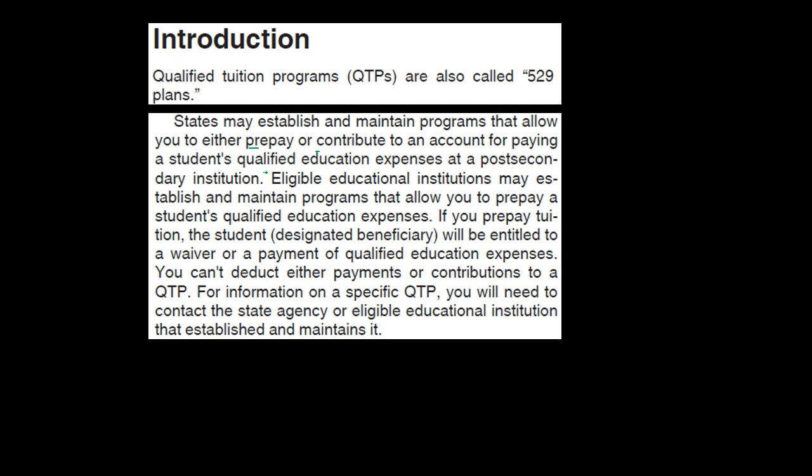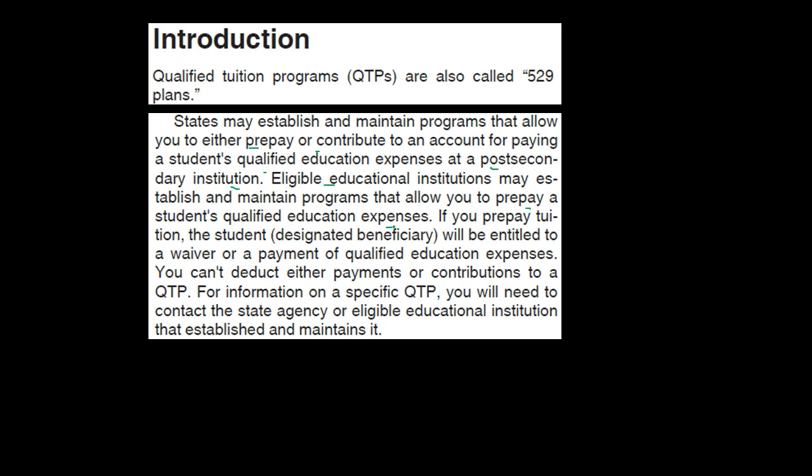So that's probably the more common thought process, that we would put money into an account that would be established with regard to a QTP type of account that then can be used for a student's qualified education expenses, possibly expenses in the future. Back to the text. At a post-secondary institution. Eligible educational institutions, so that's going to be a key term, of course. What is an eligible educational institution? They may establish and maintain programs that allow you to prepay a student's qualified education expenses. So we could have an institution that actually allows us that prepayment ability.